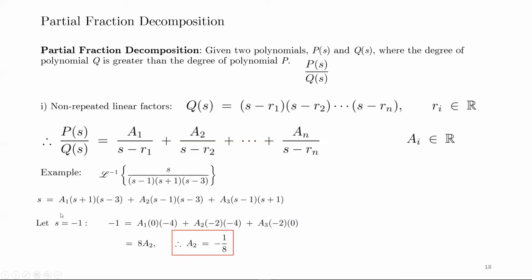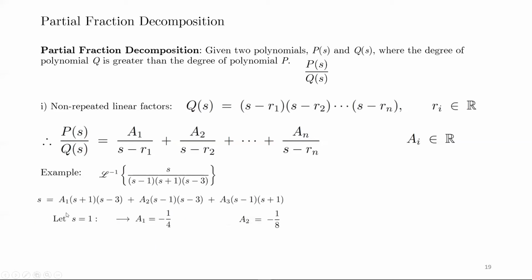Okay, great. That was for S equals negative 1. Let's try S equals 1 now. If I do that, the A2 term cancels because we get 1 minus 1 is 0. The A3 term cancels because we get 1 minus 1 is 0. And we get left with this A1 here. S is 1, so 1 equals A1 times 2 times 1 minus 3, which is negative 2. If we solve that, we get A1 is equal to negative 1/4. We already had A2 as negative 1/8.